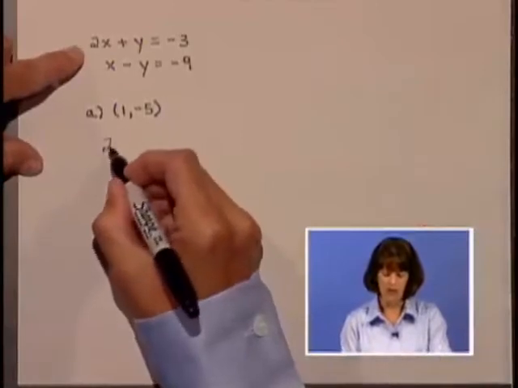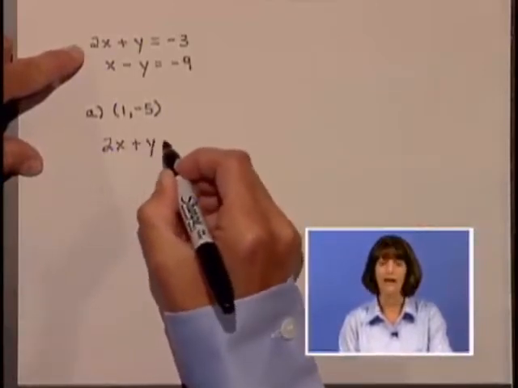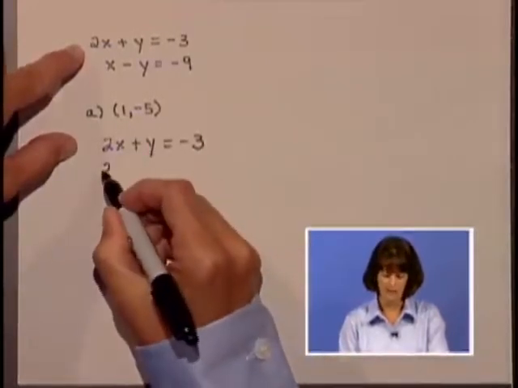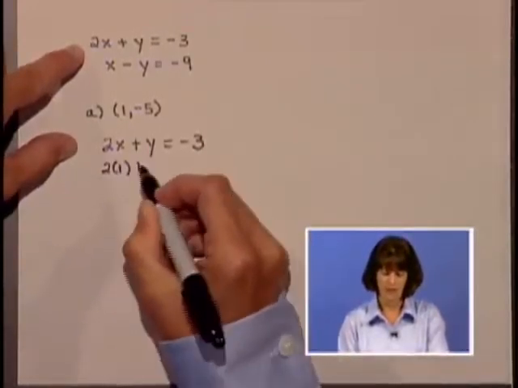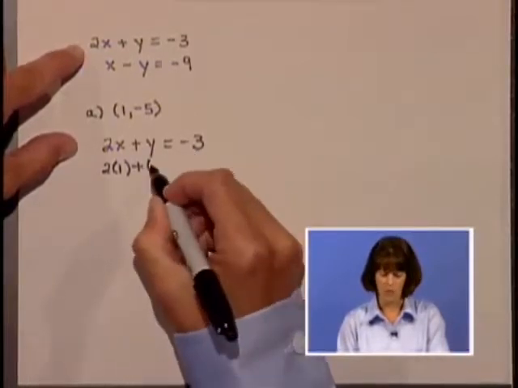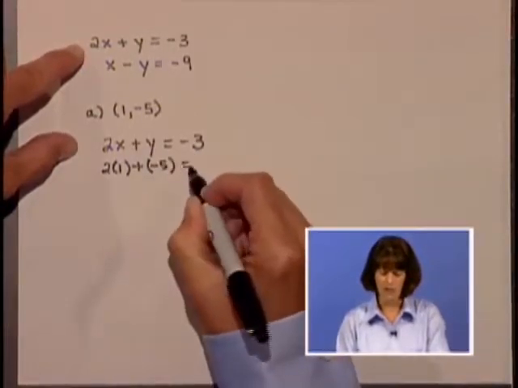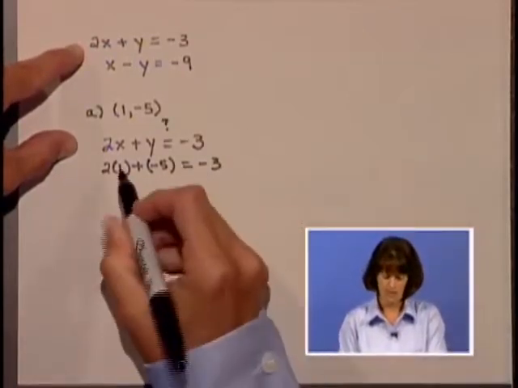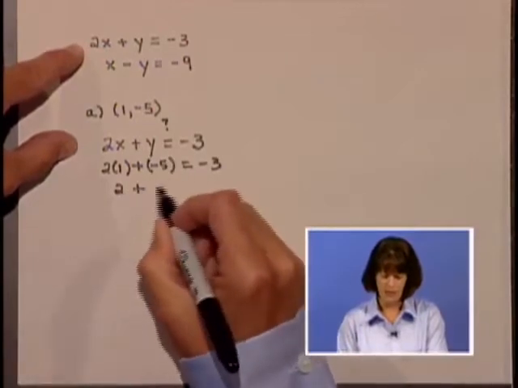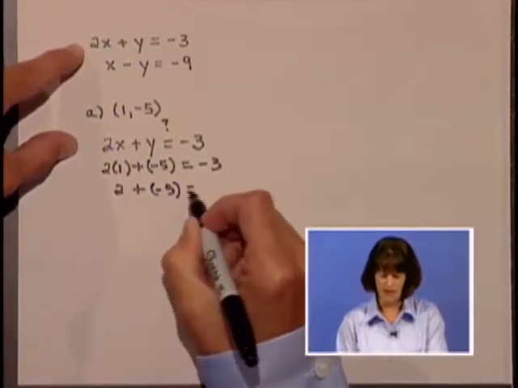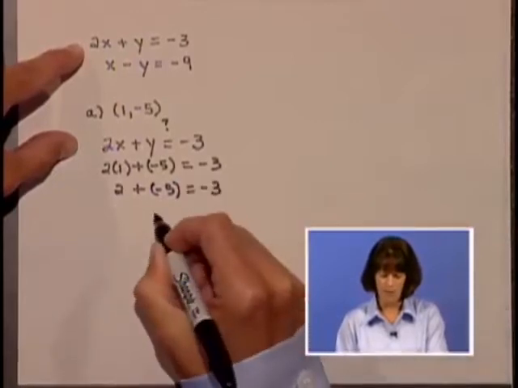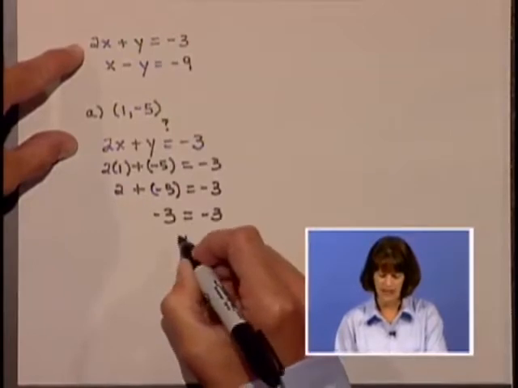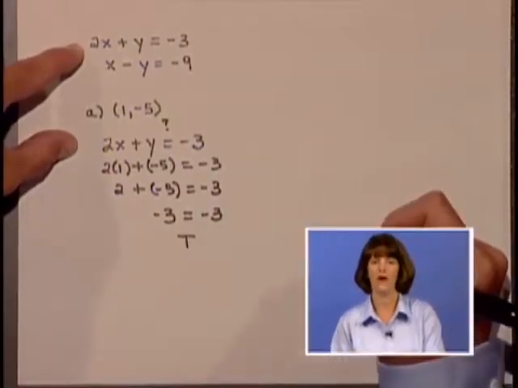Beginning with the equation 2x plus y is equal to negative 3. We substitute 1 in for x, and we substitute negative 5 in for y to determine whether this is indeed equal to negative 3. Cleaning this up, we have 2 plus a negative 5 is equal to negative 3, or negative 3 is equal to negative 3, and this is indeed a true statement. The point works in that equation.